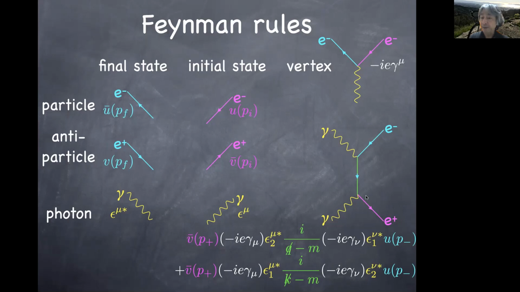Then comes the second vertex. Here you have gamma^mu, now contracted with the polarization vector for the second photon, epsilon^mu star, and goes over to the positron, which is represented by the negative energy solution as if it were in the final state.